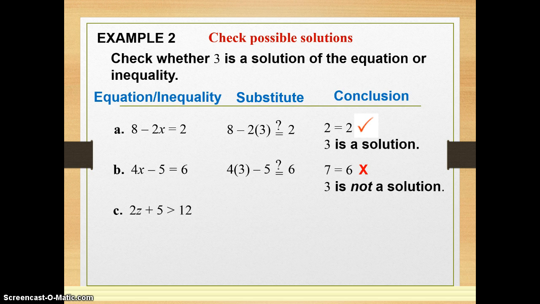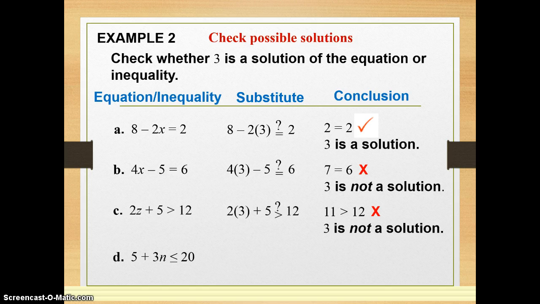Example C. We're given 2z plus 5 is greater than 12. Substitute 3 in for z and follow order of operations. 2 times 3 is 6. 6 plus 5 is 11. So is 11 greater than 12? No, it is not. So since that is not true, 3 is not a solution of the original inequality.